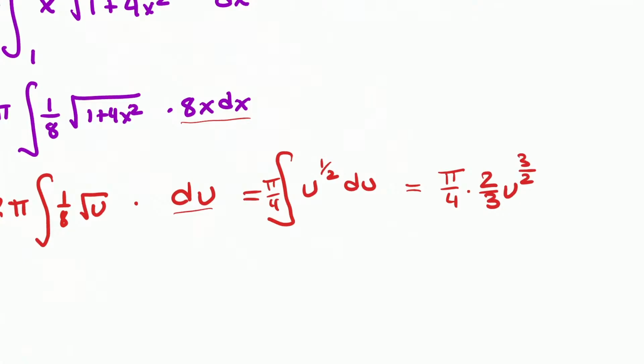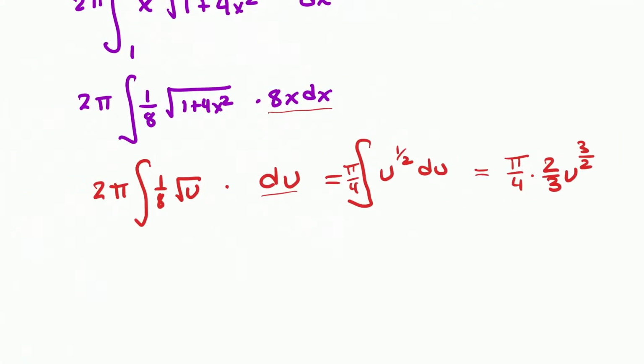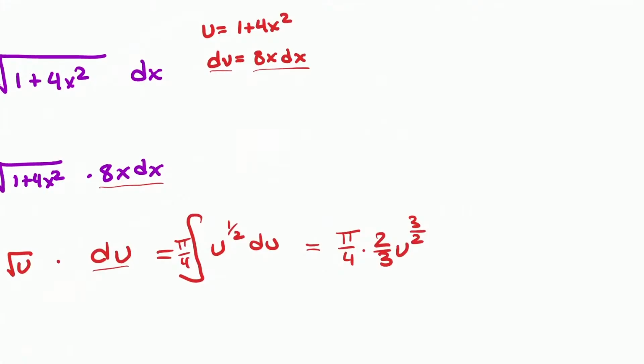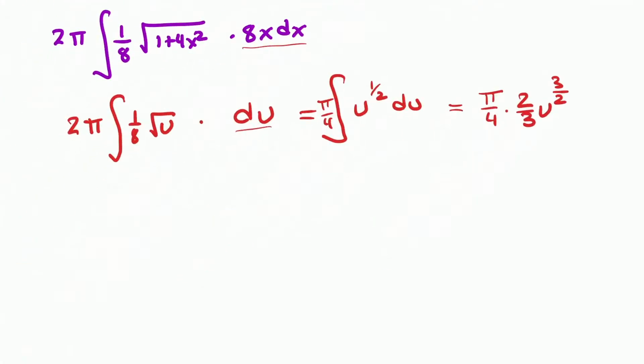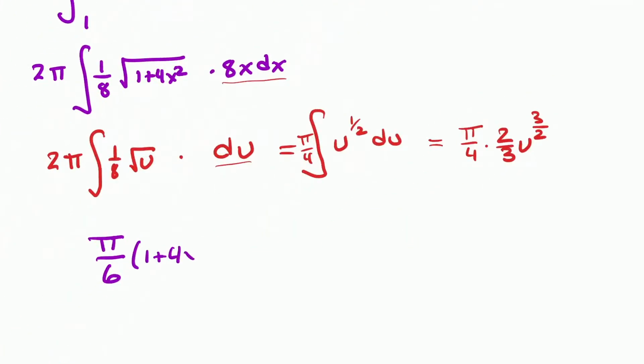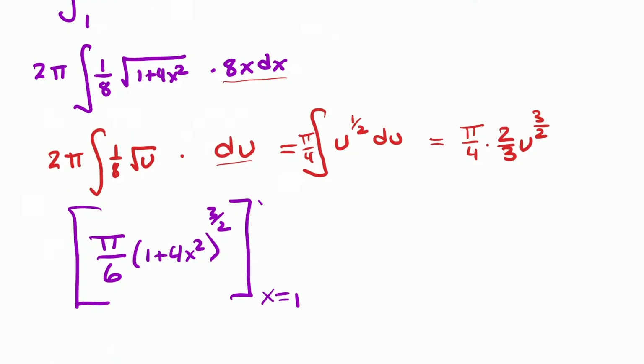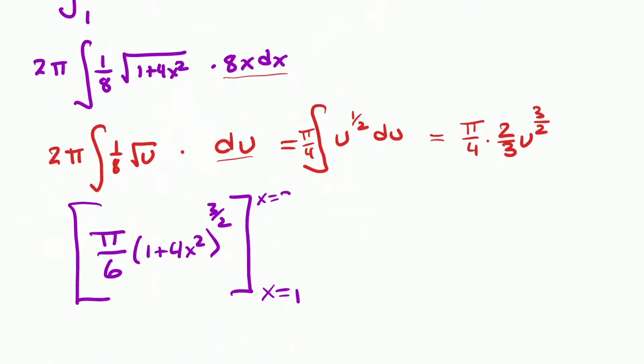Okay, onward. What's next? Oh, let's go back to x. So what was u? Oh, u is 1 plus 4x squared. Okay, so I've got pi over 6 times 1 plus 4x squared to the 3/2. All of this evaluated from x equals 1 to x equals 2. So 1 to 2. So did it look okay? Because now the rest of this is just plugging in numbers. So I don't think we're gonna have trouble from here on.